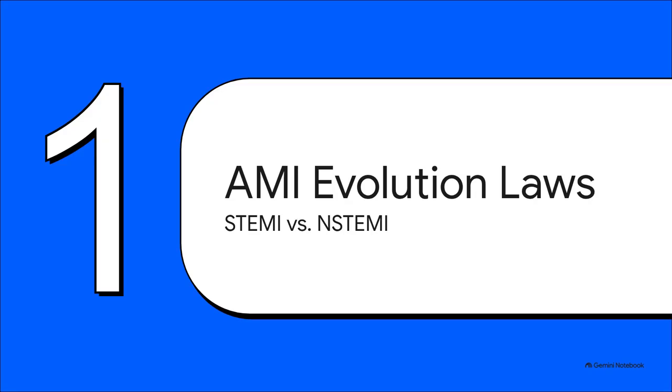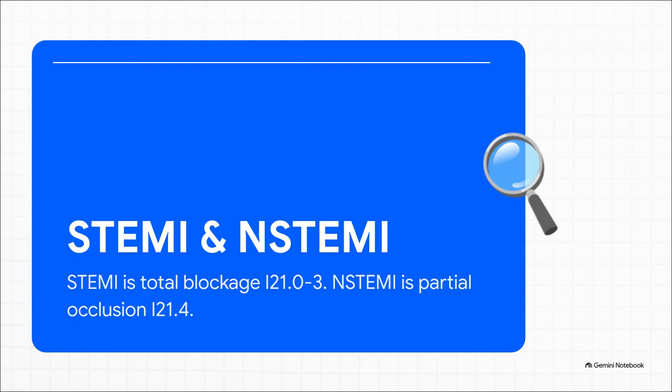Okay, let's dive into this first section and look at the clinical progression rules right at the moment a patient is admitted. Before we look at how these conditions morph on a patient's chart, we need a quick refresher on the clinical difference. A STEMI, found in category I21.0 through I21.3, is an ST elevation myocardial infarction. This is the big one. It represents a severe total blockage of a coronary artery. On the flip side, an NSTEMI, which is code I21.4, is a non-ST elevation myocardial infarction, representing a partial occlusion.